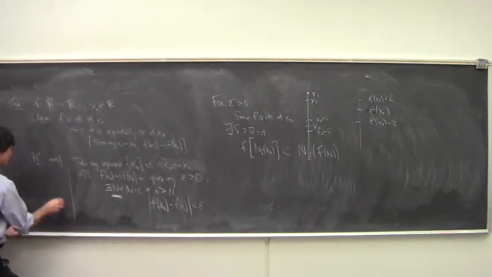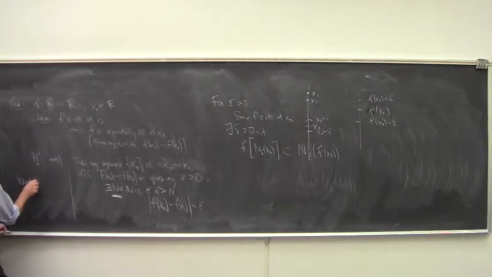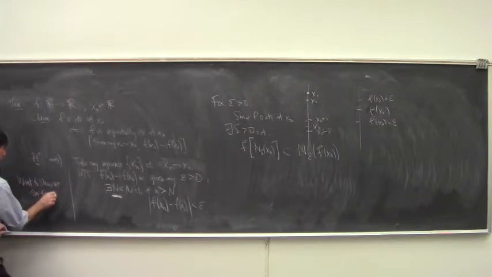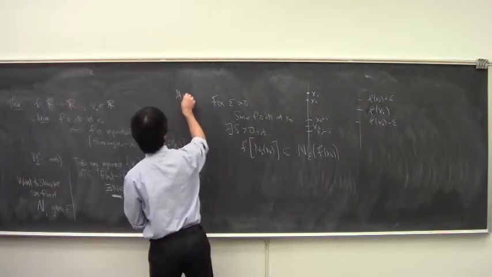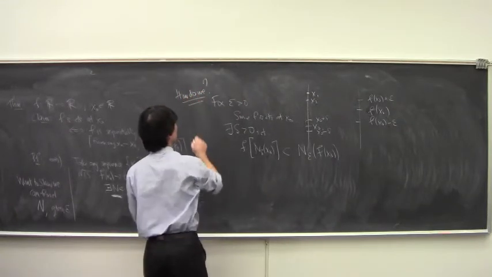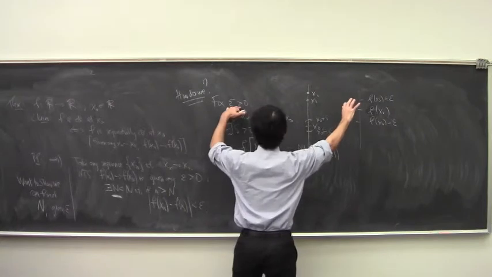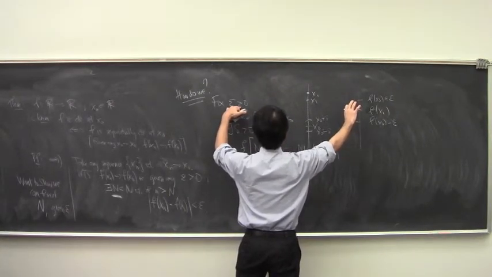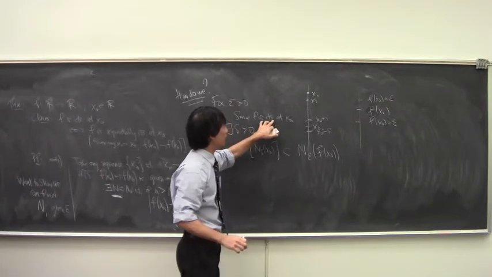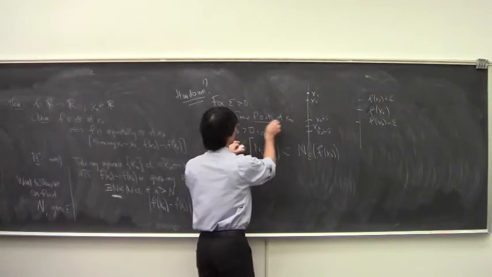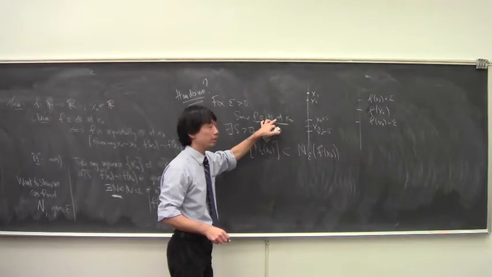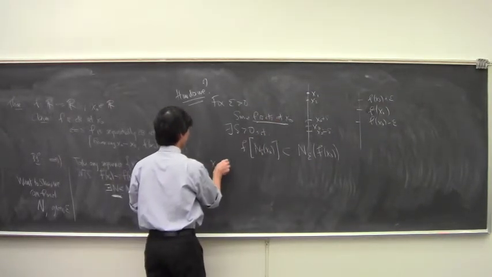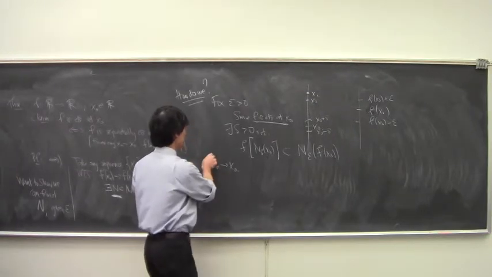So what do we want to do? We want to show we can find n if we're given epsilon. Okay, so how do we find n? Well, let's take an epsilon. What we have are two things. First, that f is continuous at x naught, and second, that xn converges to x naught. So those are the two things that we have.